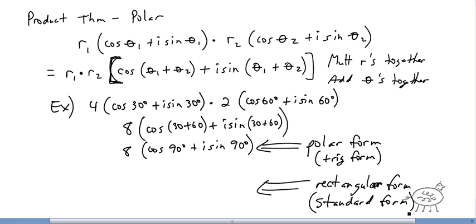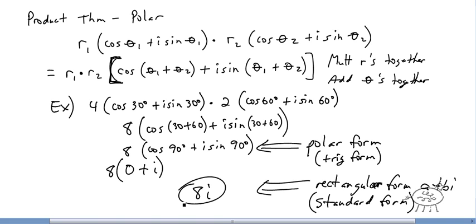Basically for rectangular form, you find the cosine of 90 and the sine of 90, and you distribute that 8. Remember, rectangular form is a plus bi. So 8 times cosine of 90 is 0, sine of 90 is 1, so 0 plus 1i, or 0 plus i. Then I distribute, and of course the 0 is 0, and my answer for this problem is just 8i. That is rectangular form. It's pretty easy, but you have to remember that.